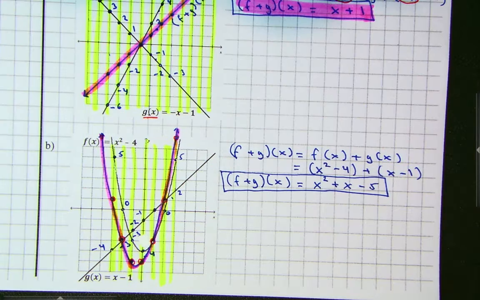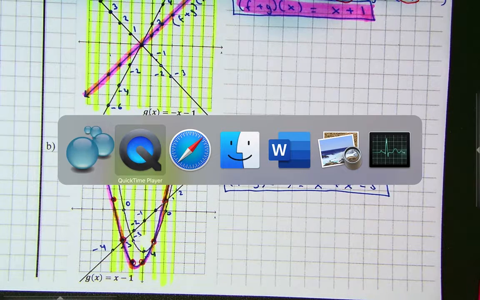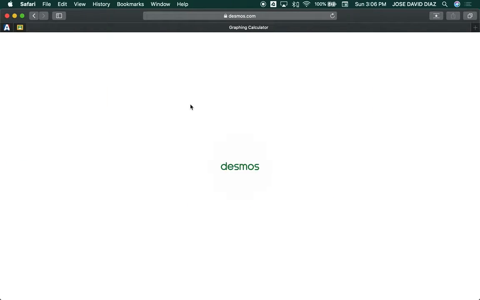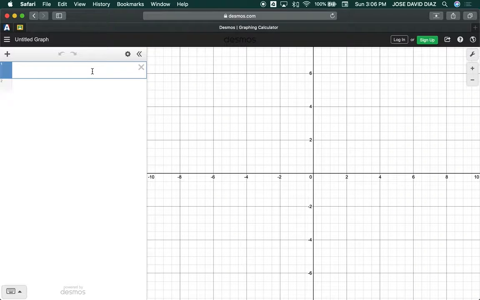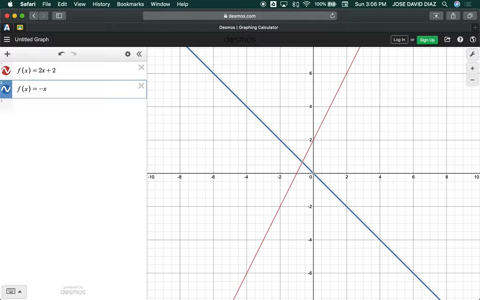Now let's go into Desmos so we can actually graph it, and that way we can see how to graph compositions in Desmos as well. You can do this on the graphing calculator, but Desmos just makes it a little easier. Let's go and check the first one. We have f of x equals 2x plus 2. g of x equals negative x minus 1.